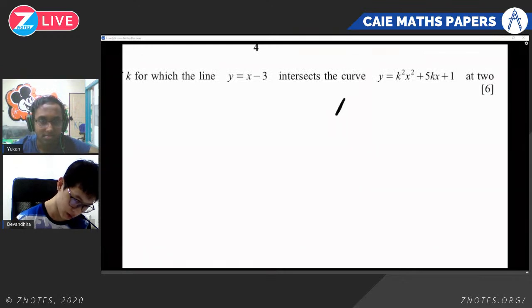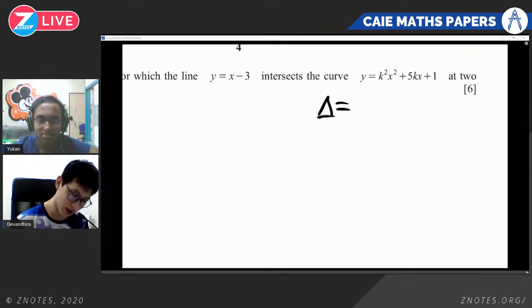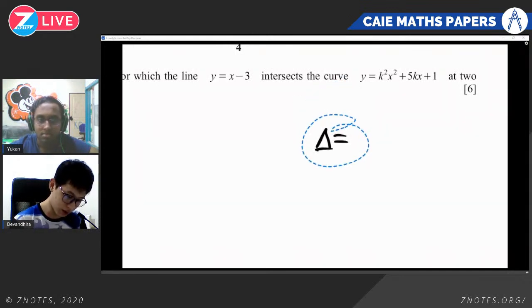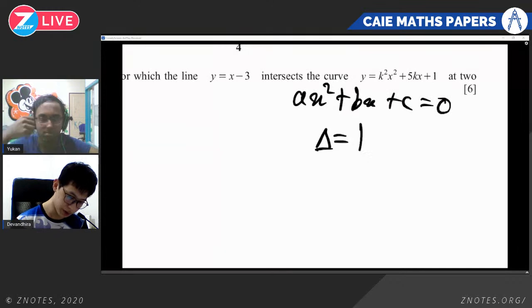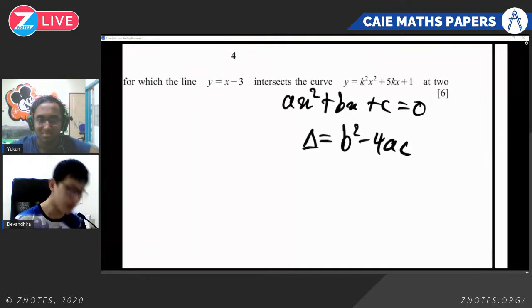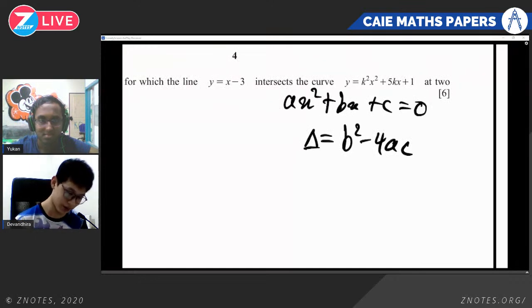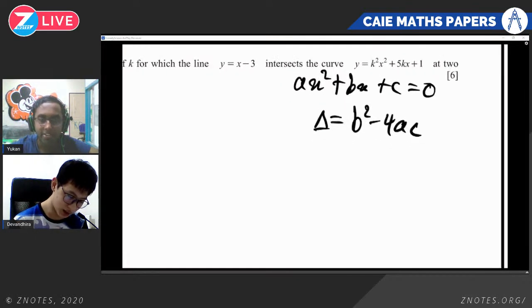People like to write discriminant as a triangle. I don't know why. But basically it says that in the quadratic equation, let me write it down, ax squared plus bx plus c is equal to 0, the discriminant will always be b squared minus 4ac. What does the discriminant tell you? It tells us how many roots there are. Exactly, for a quadratic.